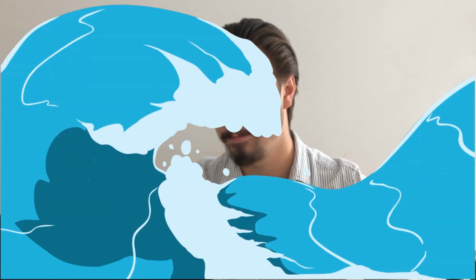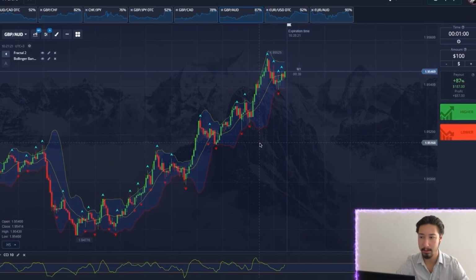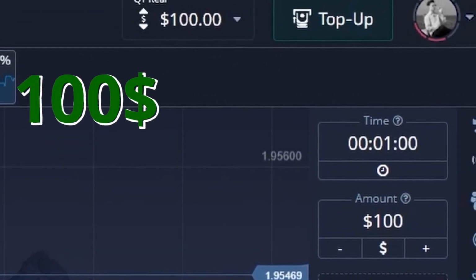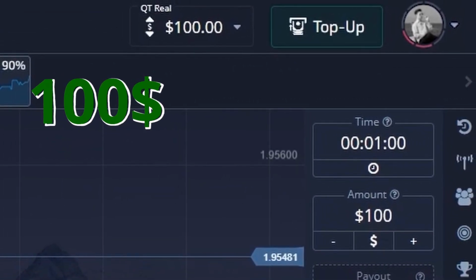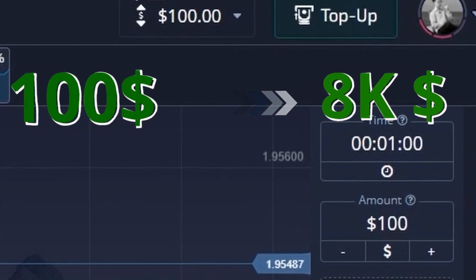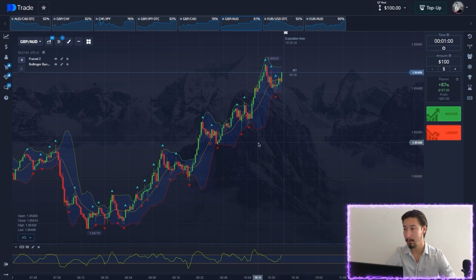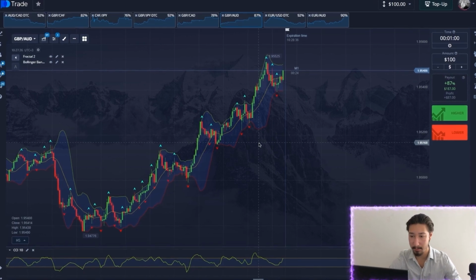So let's go. Alright, we're in the broker. I have a balance of $100, and from this amount I'm going to increase and multiply my balance, so you can see at the end how much our deposit will be. All the currency pairs I have selected and analyzed.